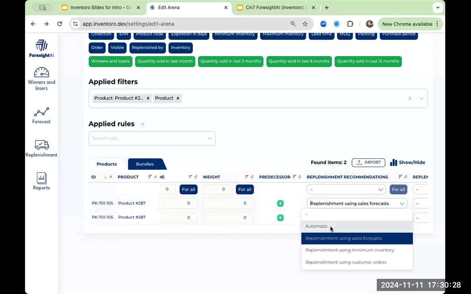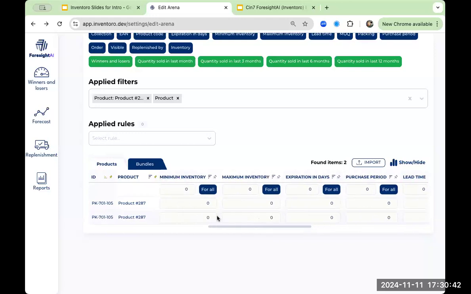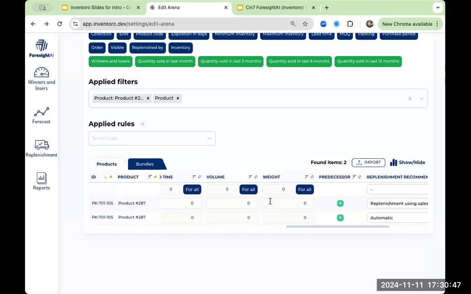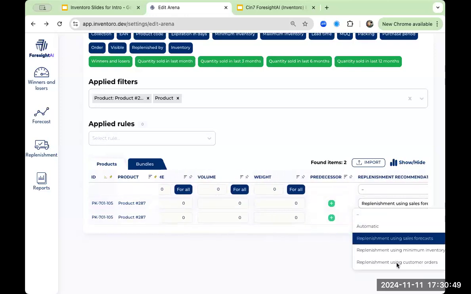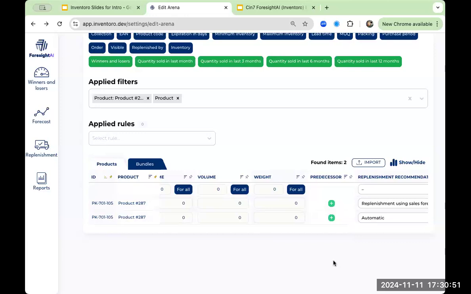Replenishment recommendations, automatic, is going to be on everything in Foresight AI, all of the factors. Replenishment using sales forecast is going to more heavily weigh the sales forecast among the other items. Replenishment using minimum inventory: if you set a minimum inventory, as soon as you dip below that, it would trigger a smart reorder. Or we have using custom orders, and that would only create an order for you to replenish if a customer order came in for it. So again, falling under custom furniture potentially, that would be a good fit for that.